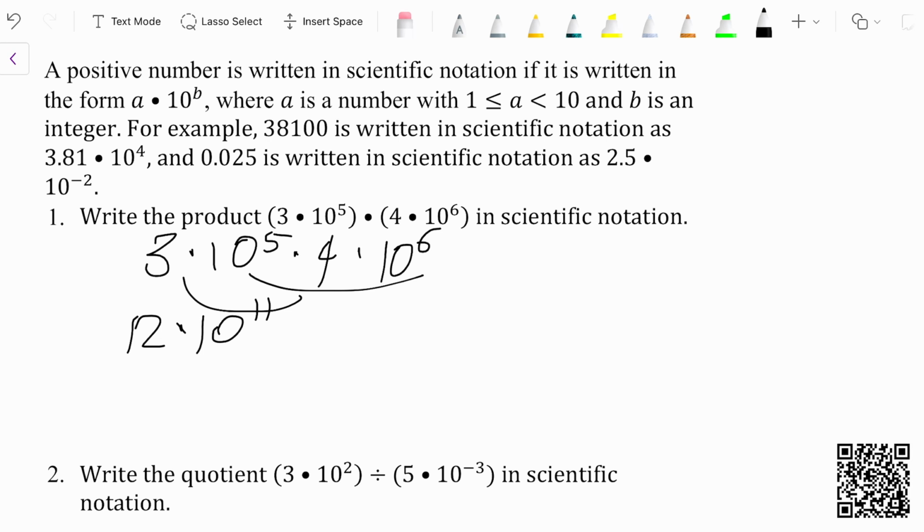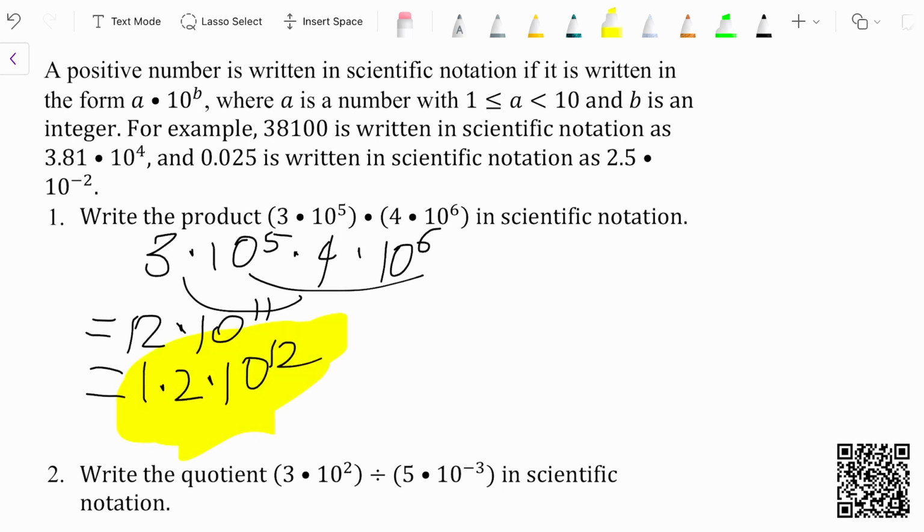But that is not scientific notation, because a is not less than 10. So whatever shall we do? We will take a 10 from the 12 and give it to the 10 to the power of 11, because that is still equal, it is just now in scientific notation. So this is equivalent to 1.2 times 10 to the power of 12.